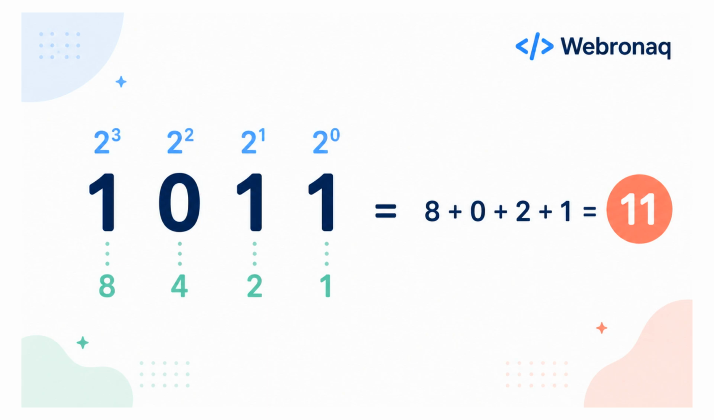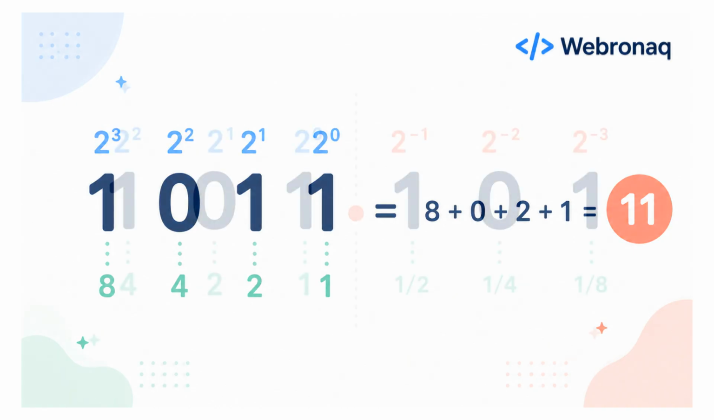So to read this number, we just add up the place values where there's a 1. We've got an 8, no 4, a 2, and a 1. Add them up. 8 plus 2 plus 1 equals 11. That's how 1011 in binary becomes 11 in decimal. Now here's where it gets interesting. What happens to these place values when we move to the right of the number? That's exactly where fractions come in.